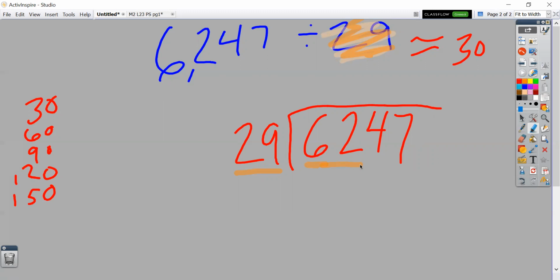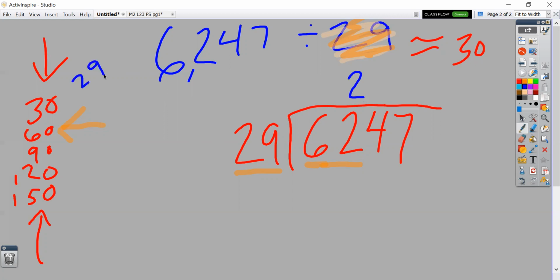So now I'm looking at 62 hundreds. Now, if I think about my multiples counting by 30s, how many groups of 30 did I think I could possibly get out of 62? Well, we already did all the hard work. It was 2 groups of 30, but we weren't working with 30s. We were working with 29s. So we have to think about what 2 groups of 29 is.